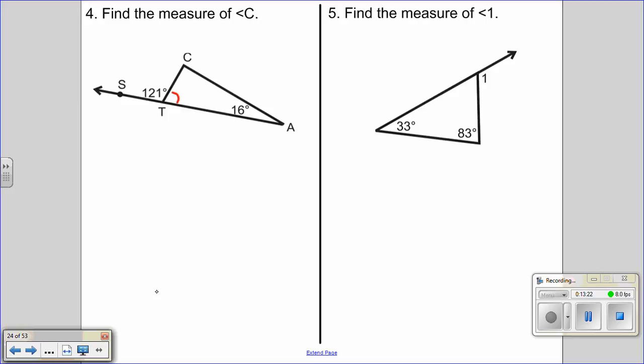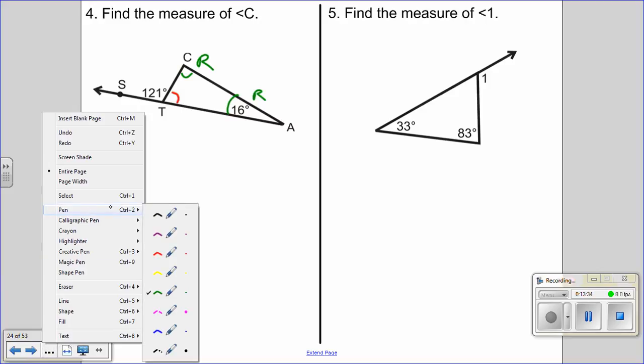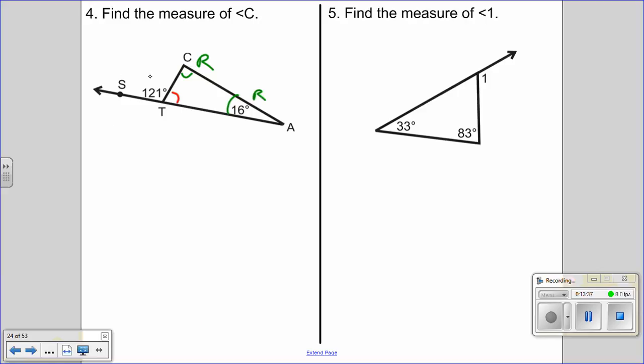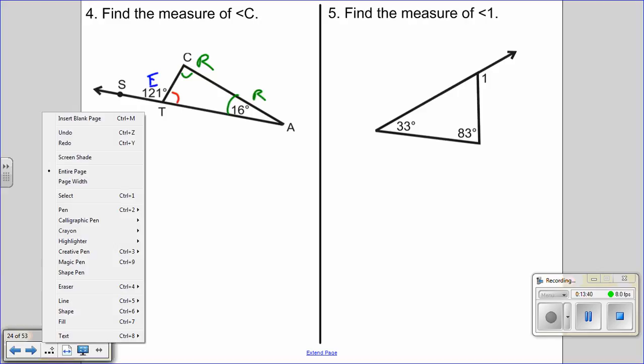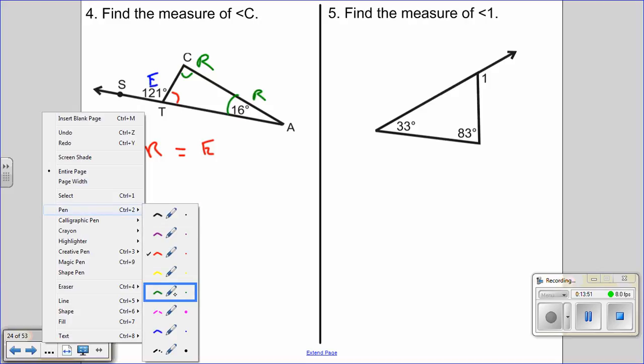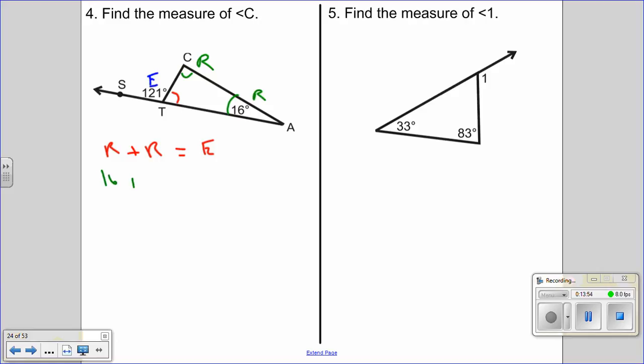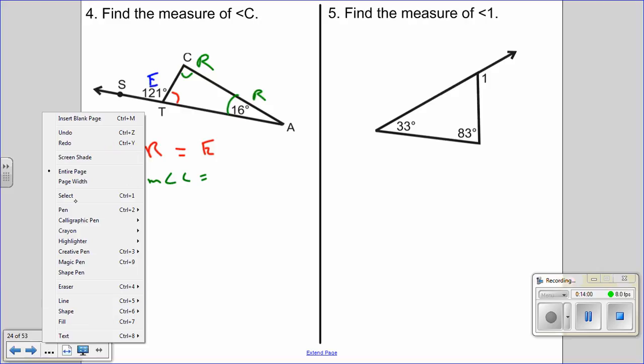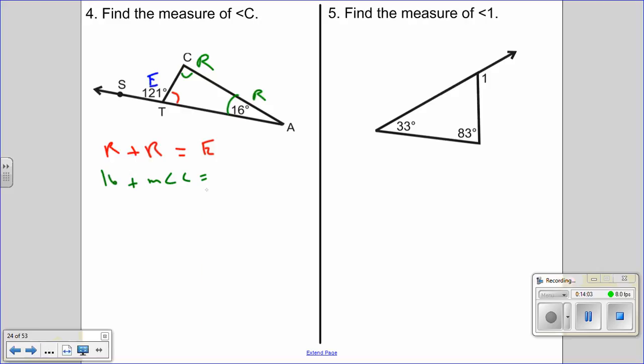We know that angle A and angle C are remote angles. And angle STC is an exterior angle. So we can use the exterior angles theorem. Remote plus remote equals exterior. So that means 16 plus the measure of angle C is going to equal the exterior, which is 121.